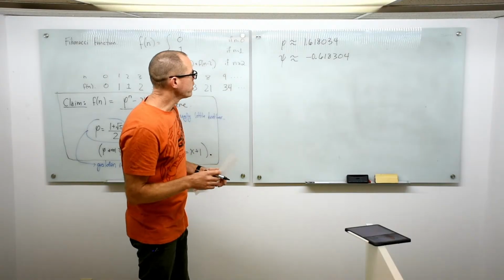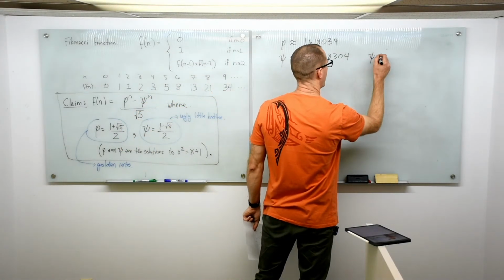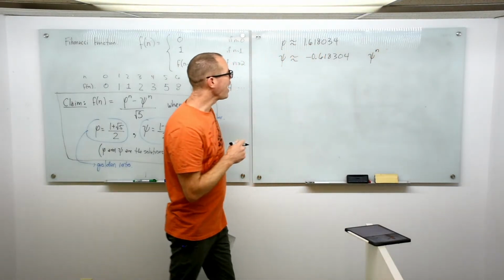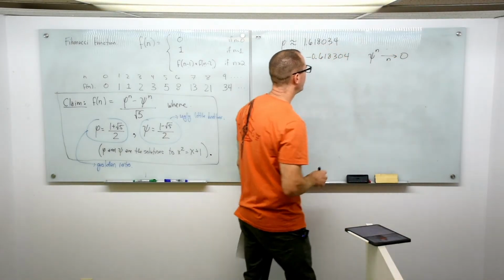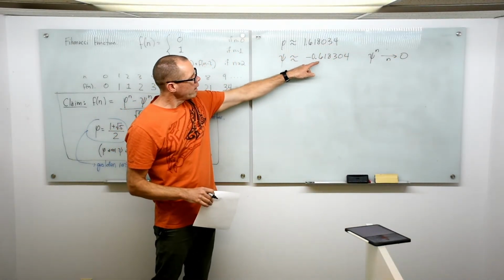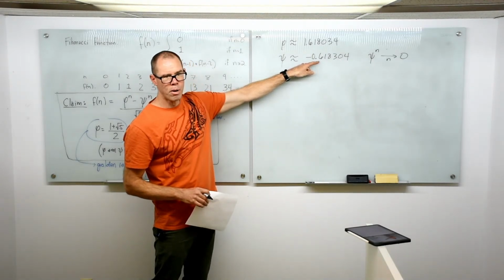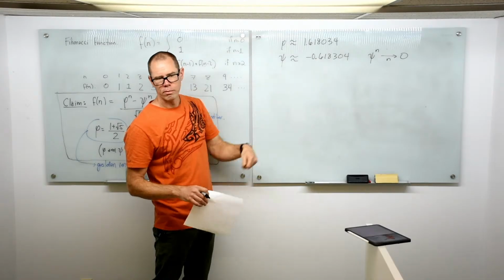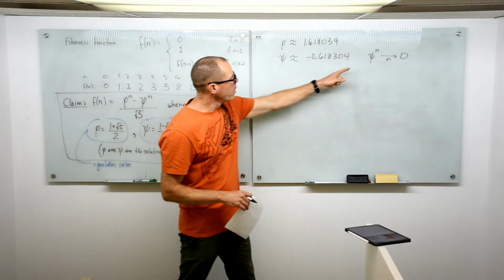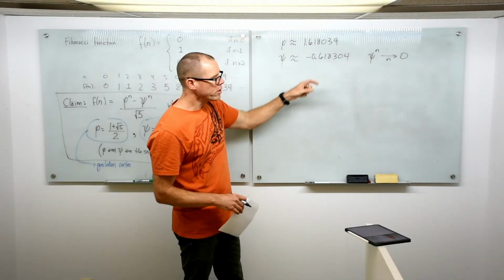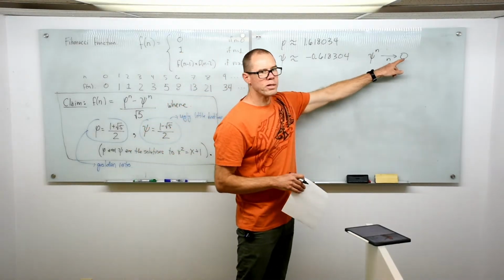But the point about this is that psi to the n is heading to 0, right? If I take a number whose absolute value is smaller than 1, and I, let's say, square it, well, its absolute value gets smaller. And if I take it all the way up to the power of n, its absolute value is just getting closer and closer to 0. Okay? So as n gets big, psi to the n is just heading off to 0.